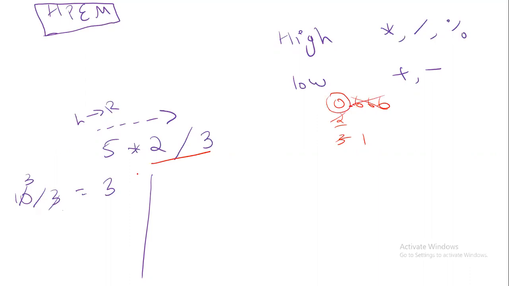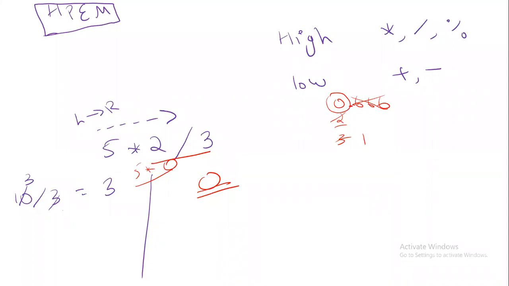So what are you doing now? You're doing 5 into 0. What is 5 into 0? 0 is the answer, right? So if you don't follow from left to right, you'll get an answer which is not correct at all. 0 is not correct. Why did you get 0? Because you have not followed the rule, that is, from left to right only. If you follow from left to right, 3 should be the answer.